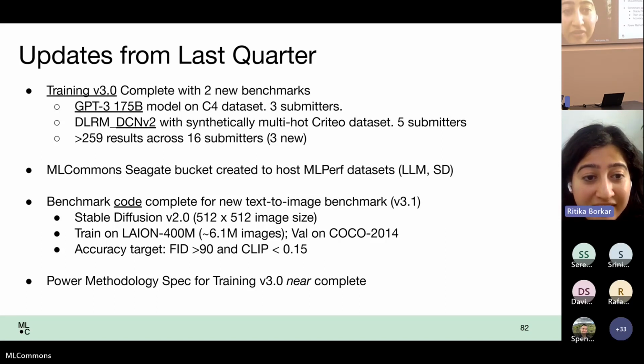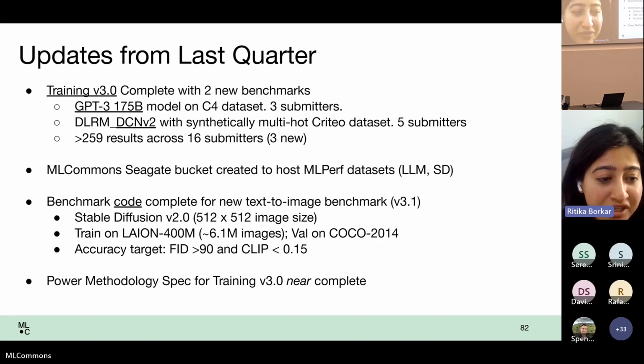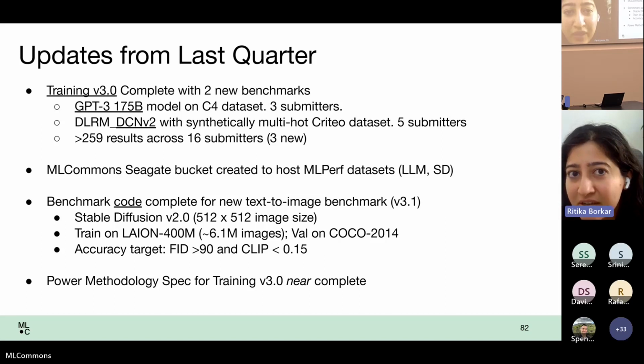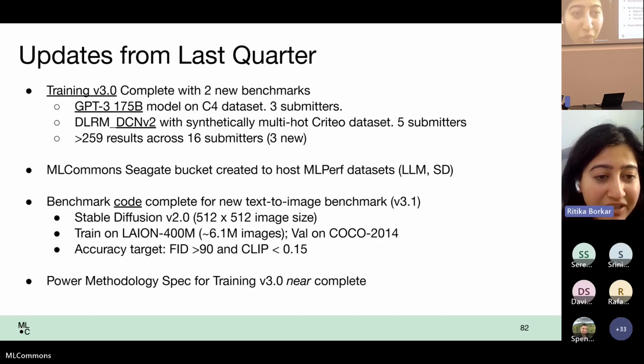Another exciting development is that the power methodology spec for training is near complete. In the next few weeks, we will be taking it through the logging and adding the required logging checks, to make the process easy for submitters who want to measure power.